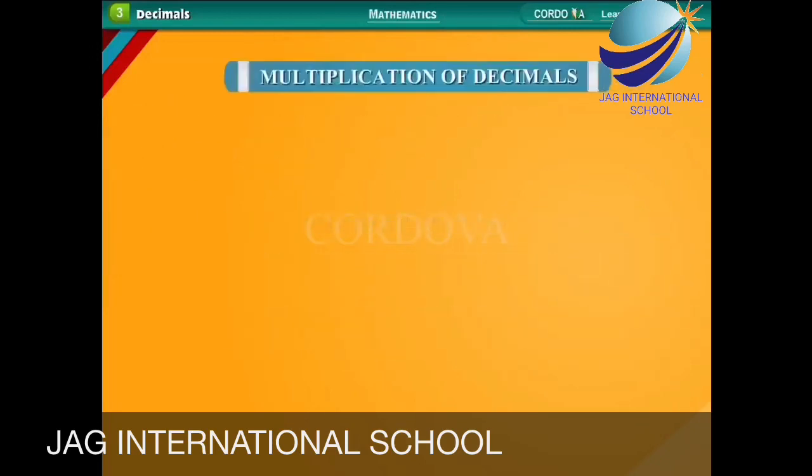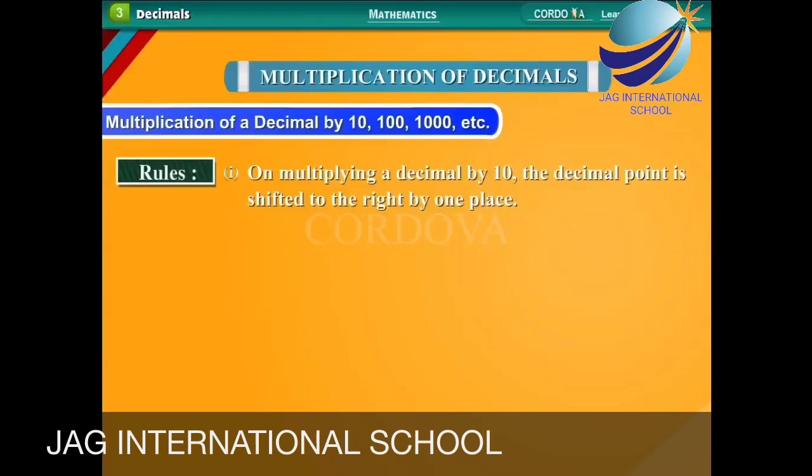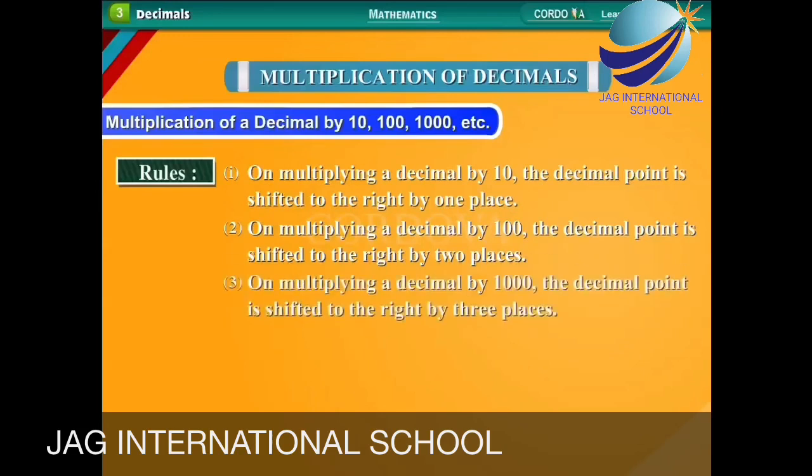Multiplication of decimals. Multiplication of a decimal by 10, 100, 1000, etc. Rules. 1. On multiplying a decimal by 10, the decimal point is shifted to the right by one place. 2. On multiplying a decimal by 100, the decimal point is shifted to the right by two places. 3. On multiplying a decimal by 1000, the decimal point is shifted to the right by three places.